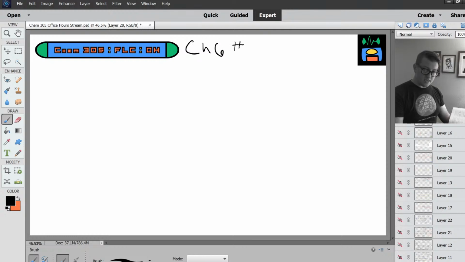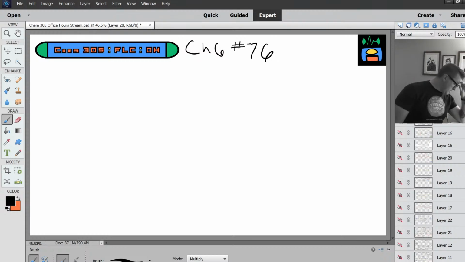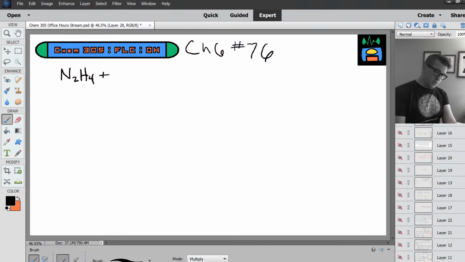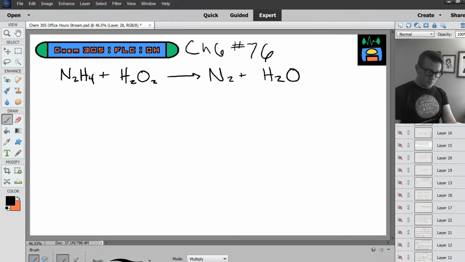So chapter 6, number 76. Let's see. Okay, a mixture of hydrazine and hydrogen peroxide is used as fuel for rocket engines. These two substances react as shown in this equation. So we have hydrazine, which is a cool dude, reacting with hydrogen peroxide to produce nitrogen and water. All right, and our balanced chemical equation has 2 moles of hydrogen peroxide, and this reaction produces 1 mole of nitrogen gas and 4 moles of water.